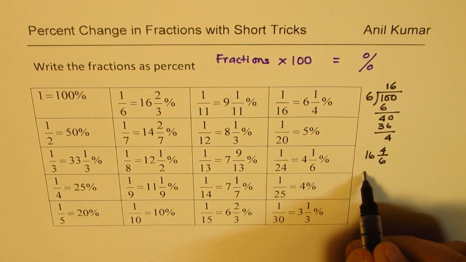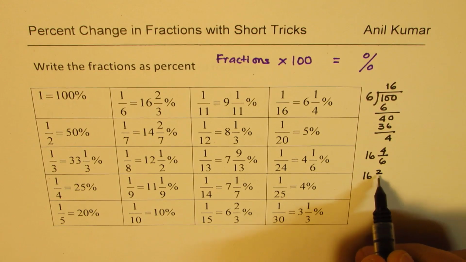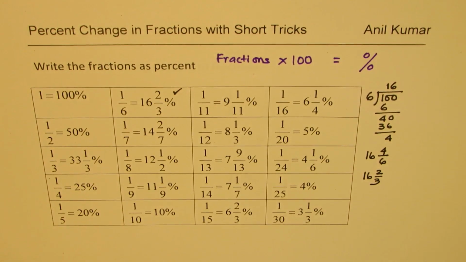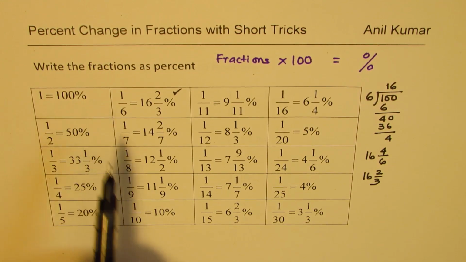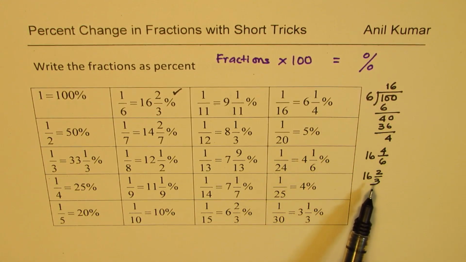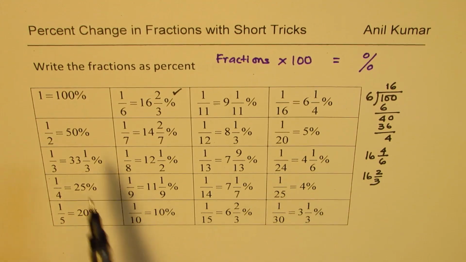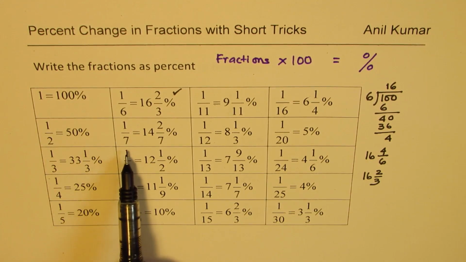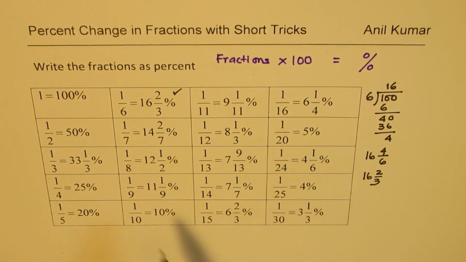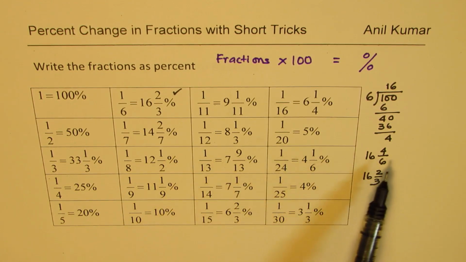Now this 4 over 6 can be simplified and written as 2 over 3, just as we have mentioned in this particular column. So all these values have been calculated doing this. Once you do it and once you start working with your fractions converted to percent, the things become simpler. The more you work, the more you get used to.